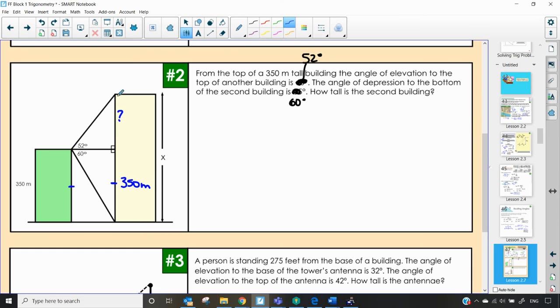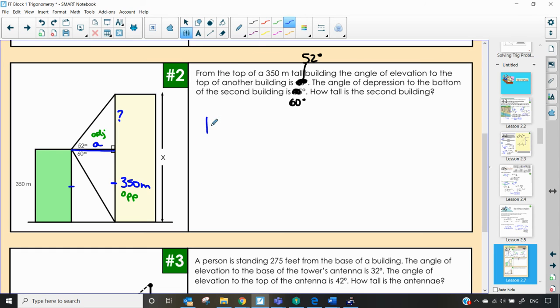So we need to know what this measurement is here so we can add them together. Well, if we look at our top triangle, we don't have enough information. We know the 52 degrees, but we're missing a side length. So this is another example where we're going to be using our shared line. And so we're going to start off by labeling this here. Again, you can use A or X or whatever you need. This 60 degrees and the 350 can be used to find A. So we start with the 60 degrees and the 350, labeling our triangle. 350 is opposite and A is adjacent. So we're going to be using tan.